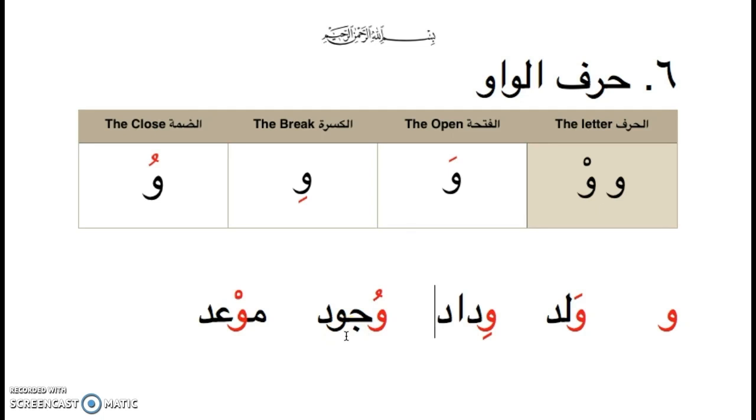Wujud is existence, like, you know, ana mawjud. I mean, I exist. Ana, I, mawjud. I exist. Here, the same word, أنا موجود. Again, a little bit of grammar.